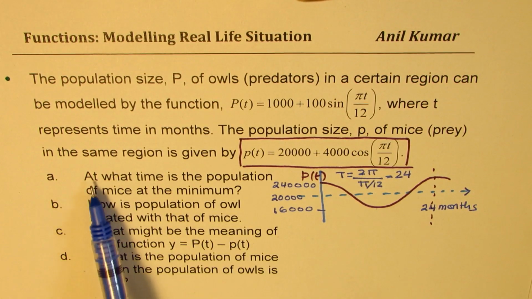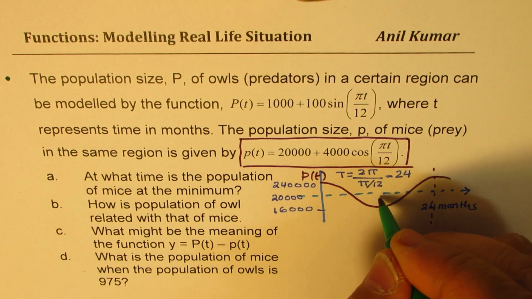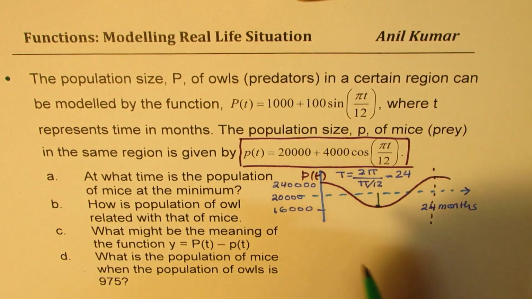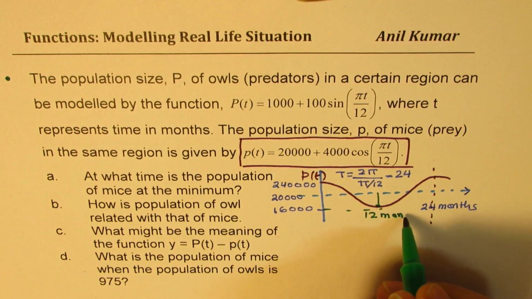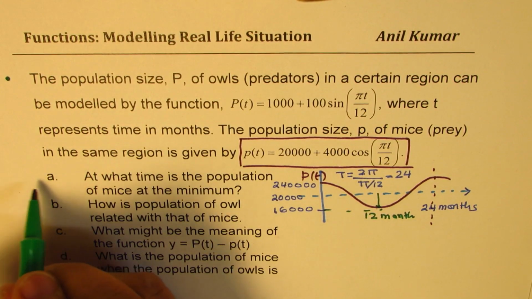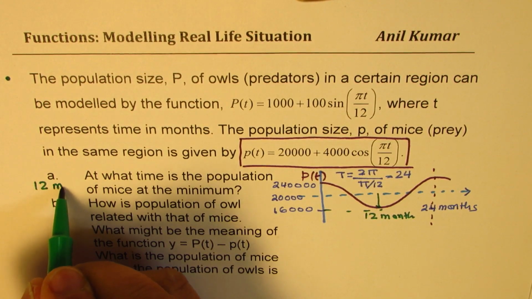Now the question is, at what time is the population of mice at the minimum? Clearly, it is half the cycle, right? So that is the time when it hits the minimum, right? So this is after 12 months. So we get the first answer, which is 12 months.